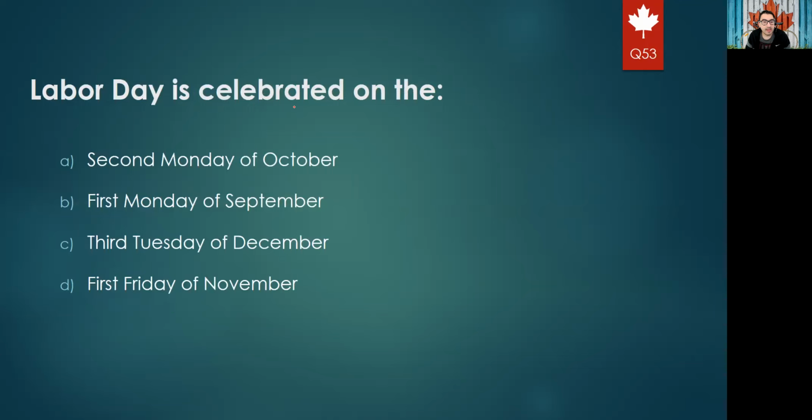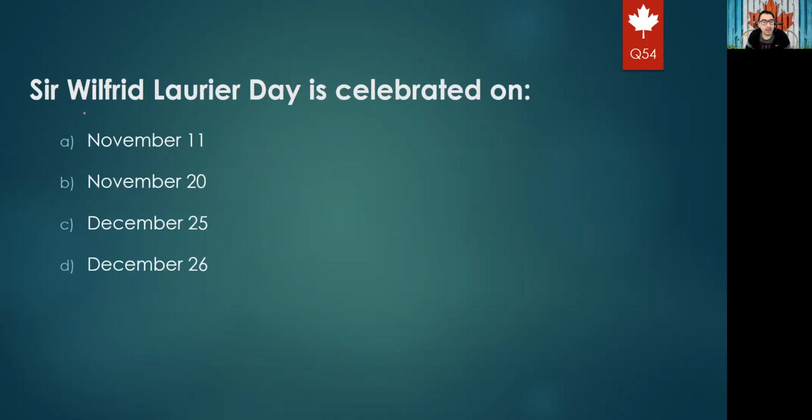Labour Day is celebrated on the second Monday of October, the first Monday of October, September, the third Tuesday of December, or the first Friday of November? You should know that this should be in September. That's why it should be the first Monday of September. Sir Wilfrid Laurier Day is celebrated on November 11, November 20, December 25, or December 26? If you can exclude this one, because it is Remembrance Day, this one is Christmas Day, this one is Boxing Day, the only remaining one will be November 20. By exclusion, you can get the right answer.